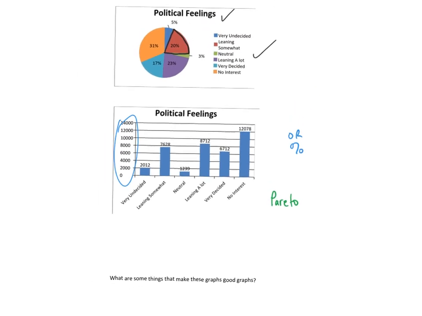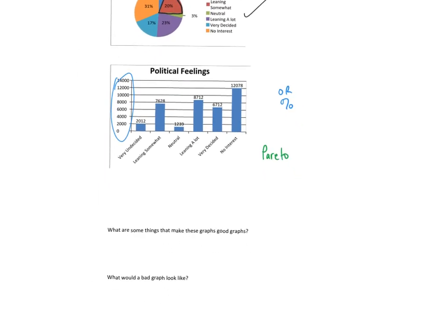A couple of things in both these graphs that I think we can agree are good: it's got a good title. We like to label the axes, and I didn't really label it here. I could label it as frequency or something like that, but that's always good. You also want to label each category.